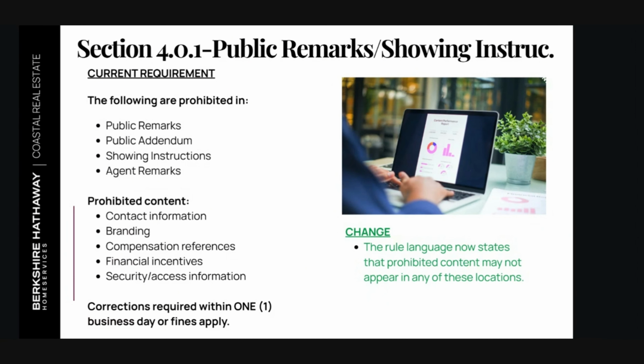So again, just don't be tricky. None of us are that way. Nobody's trying to trick the system. But again, we just want to be open and transparent. So in other words, prohibited information can't simply be moved to a different field to avoid the rule. People can't be tricky. If it's not allowed in the public remarks, it's not allowed anywhere in MLS. The purpose of this change is consistency, safety, and transparency, keeping the MLS information focused on the property itself and preventing compensation or marketing language from being communicated through alternative fields.